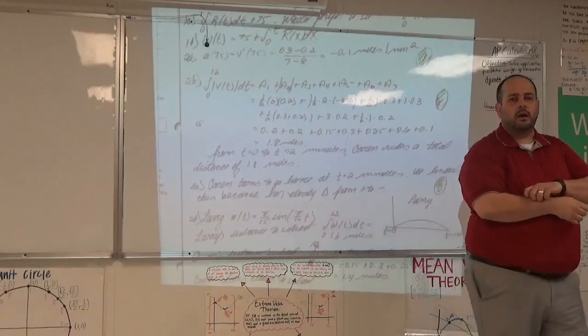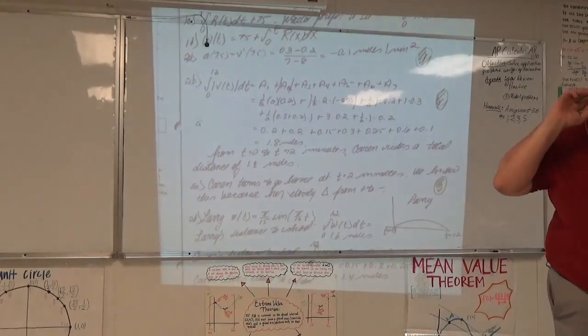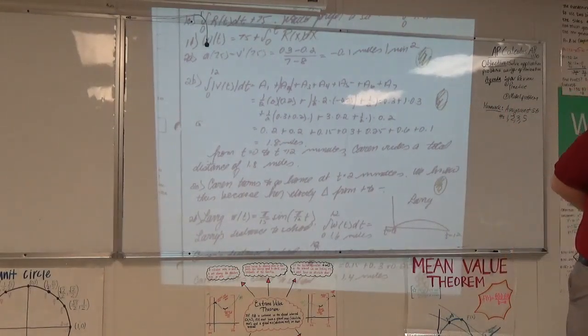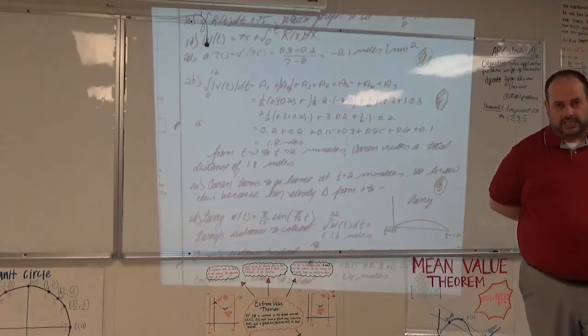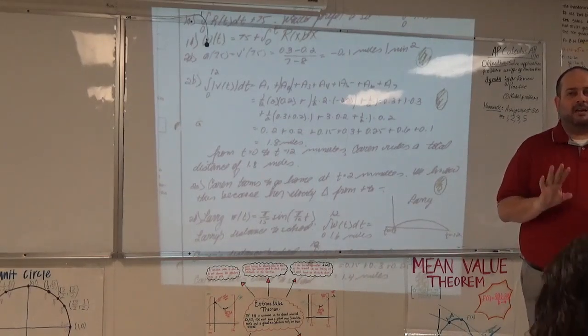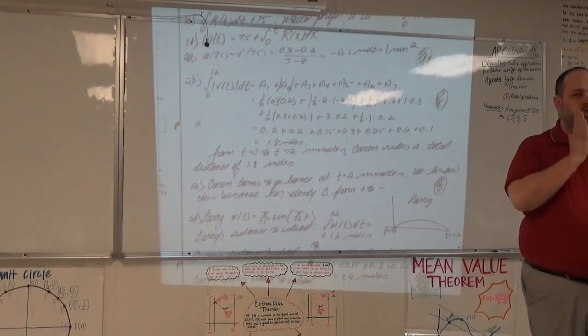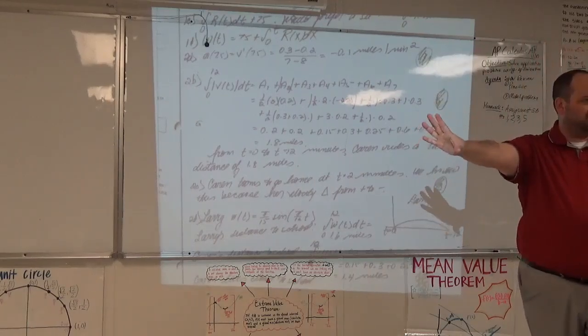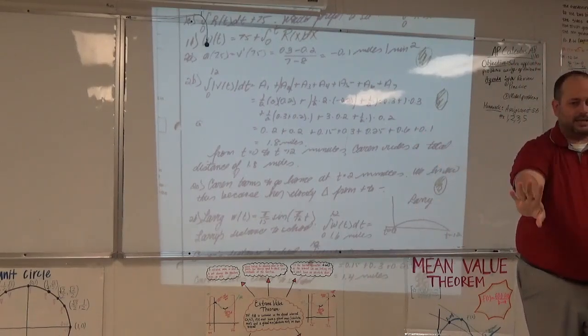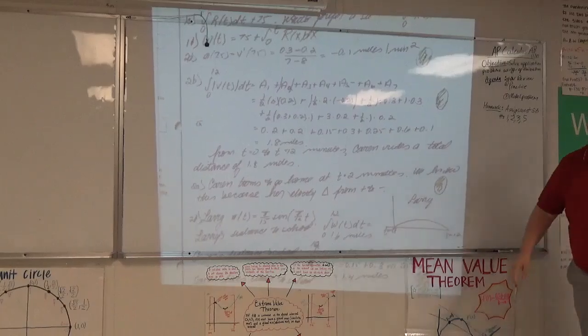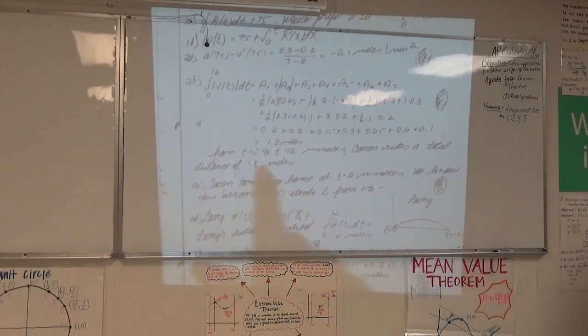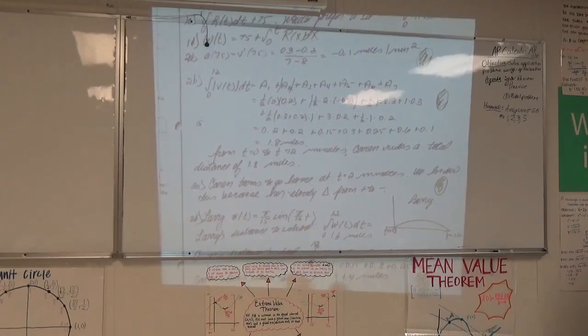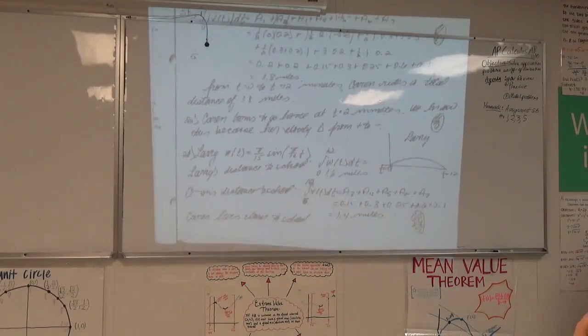Yes, sir? Is it fine to just say distance instead? One more time? Is it fine to just say distance? It would be better to use the word total distance traveled. Okay, I'm not going to take a point off for that, but that's a good question. Let's use the words total distance and displacement and not get them confused. All right, but so from t equals 0 to t equals 12 minutes, Karen writes a total distance of 1.8 miles. Done. All right, 2C, when does Karen turn to go home?